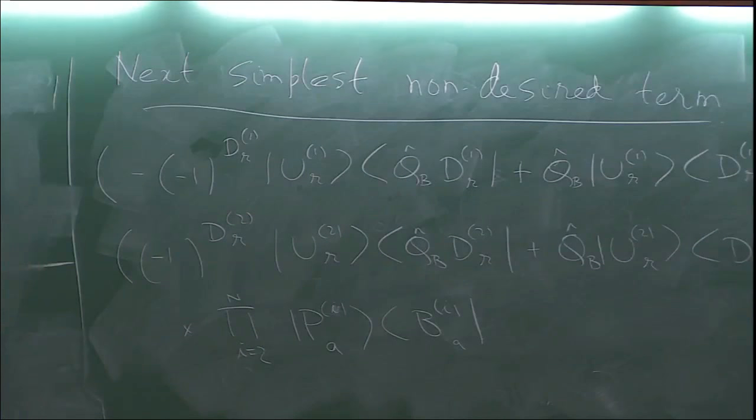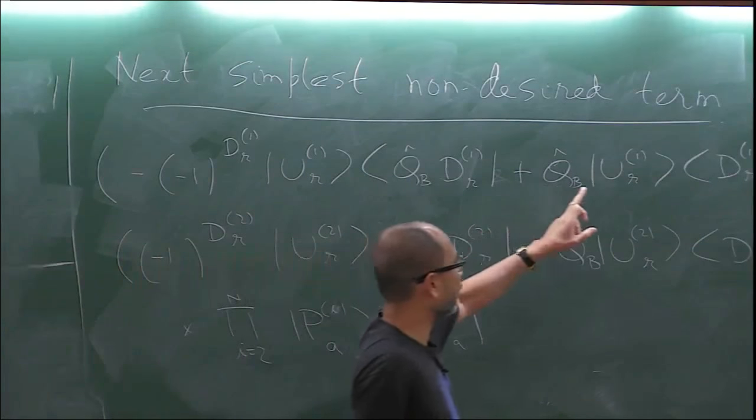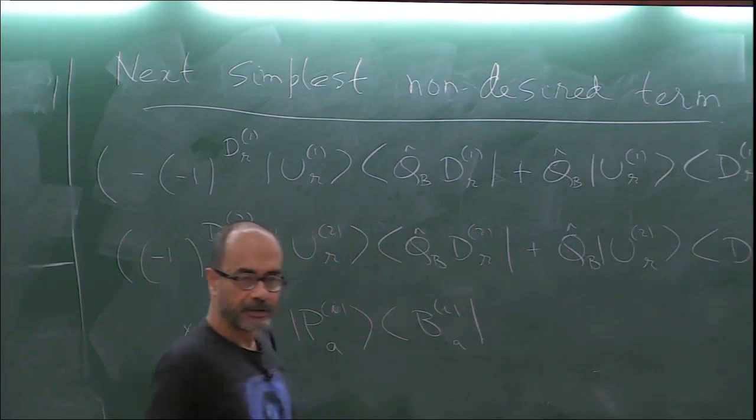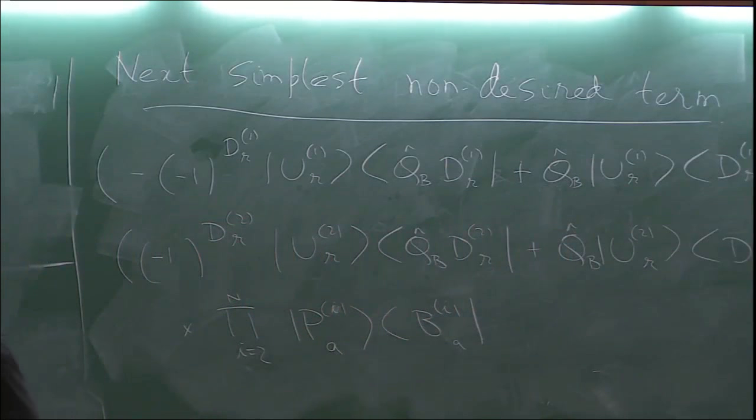In that process, because QB hat is Grassmann odd and these have some Grassmann parities, you will pick up some signs. But at the end of the day, we can show that these two terms are equal up to a sign. There is a minus sign in between the two terms, and that's what makes this cancel.